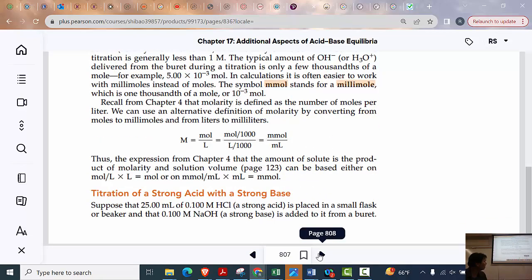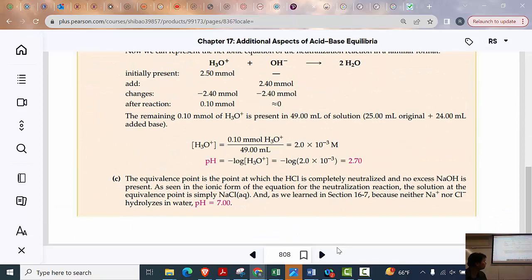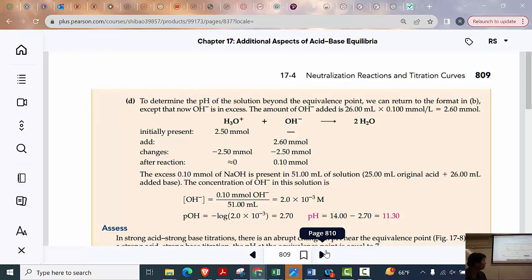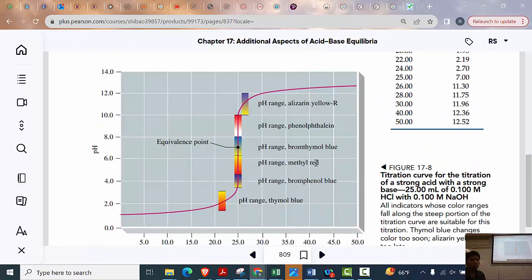The indicator doesn't have to be perfect. So for example, the equivalence point of this titration is pH 7. And so a perfect indicator would be bromethymol blue, which at 7.1 should be intermediate, and in that range it should be green. From 6.1 to 8.1 should be green, because yellow and blue make green.